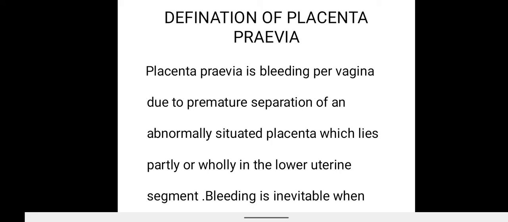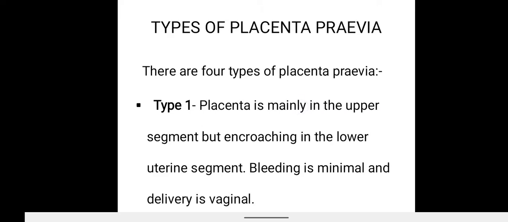So we'll look at types of placenta previa and also the characteristic of bleeding. Number one, we have type 1, also known as lateralis. This placenta is mainly in the upper segment, but it will also encroach in the lower segment. So it will be in the lower segment and also in the upper segment. When you say encroach, it will also embed in the lower segment.